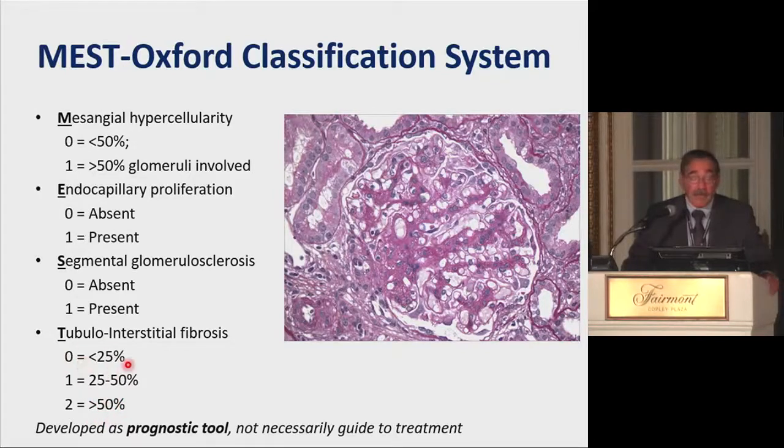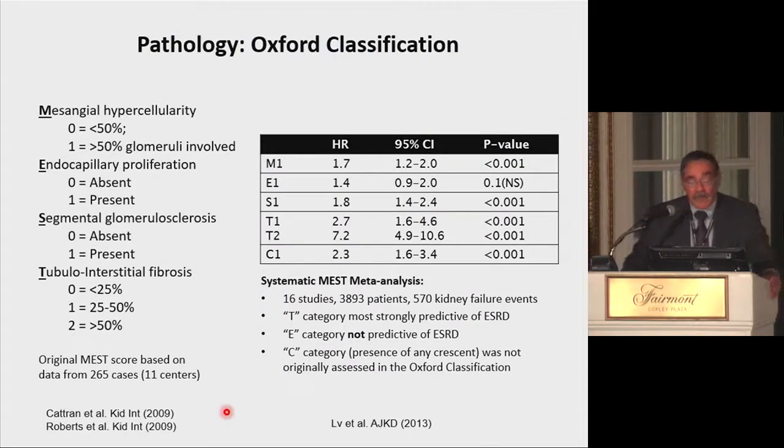This is the most heavily weighted, and that's the reason this young guy who had an MEST score that said M0, E0, S0, T2 is bad, because again, the T's are the worst in terms of this. So this has been validated. Now, there are a couple of studies that have looked at this, but this is a meta-analysis of 16 studies, almost 4,000 patients, 570 go to kidney failure. The T category, tubulointerstitial fibrosis, most strongly predicts end-stage renal disease over time.